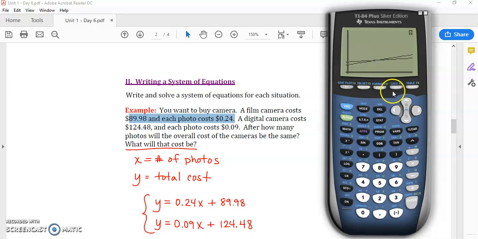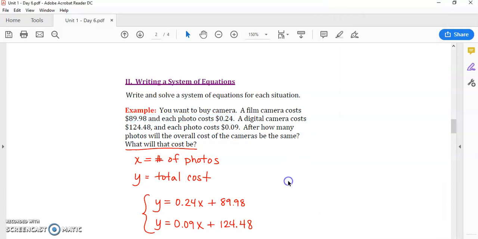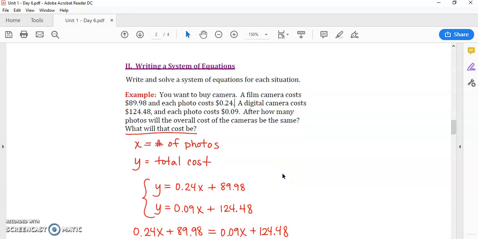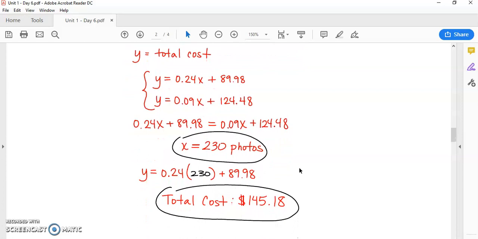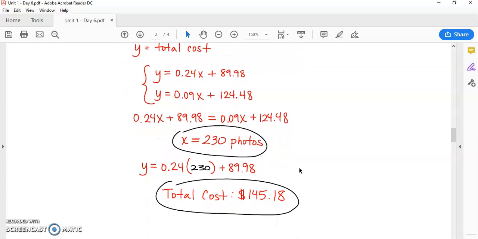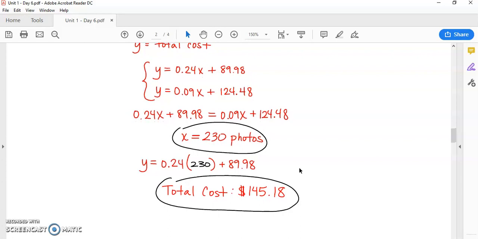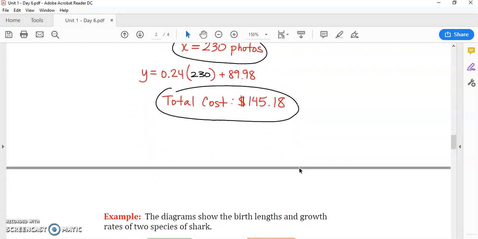So now I can go through that same process of the calc. Option 5. First curve was y1, yes, enter. Second curve was y2, yep, enter, guess, who cares? And I'm getting my x value of 230, so 230 photos. My cost is going to be $145.18. Now, if that was too much and you'd rather solve this algebraically, they're both set equal to y, so set them equal to each other. And you could absolutely go through it and do it algebraically if that suits your fancy. All right, let us carry on.